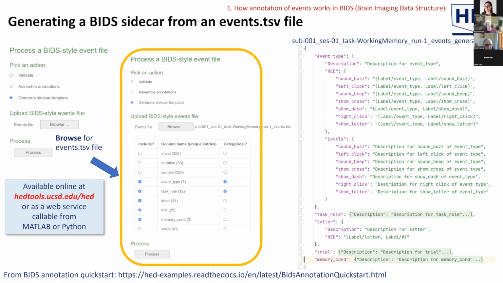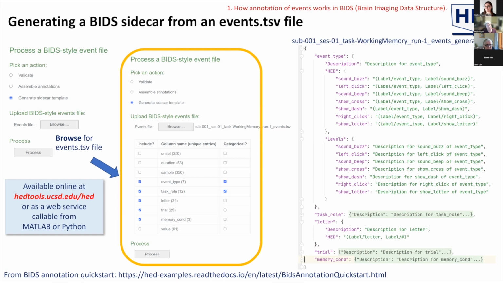And when you browse to the events file, it'll change the menu to bring up the following. So what the tool does is it looks at the events file and tells you what the contents are, what each column is named, and how many unique entries are in each column. You then select the columns that you're going to include in the annotation. Usually you don't want to annotate the onset or the duration of the sample, but you could. Usually you don't. And you check those on the left in that menu.